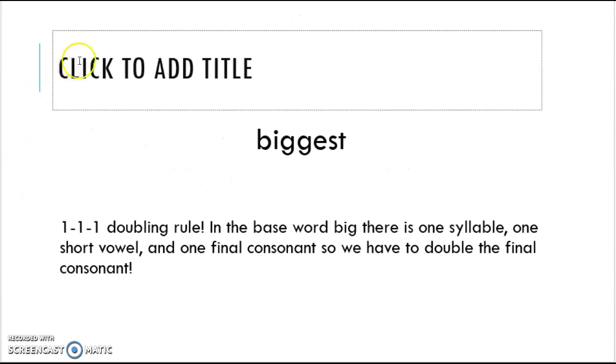I hope you said the 1-1-1 doubling rule. Big was a one syllable, one short vowel, and one final consonant, so we have to double the final consonant. And the word biggest is comparing something to more than two things. Hope you learned something.